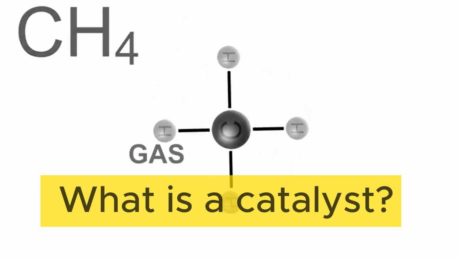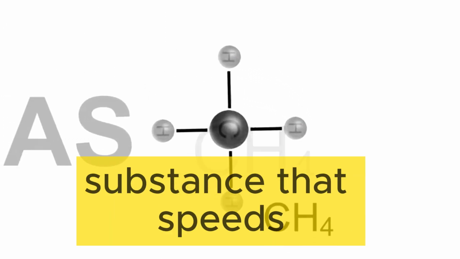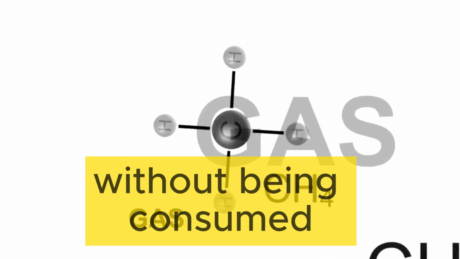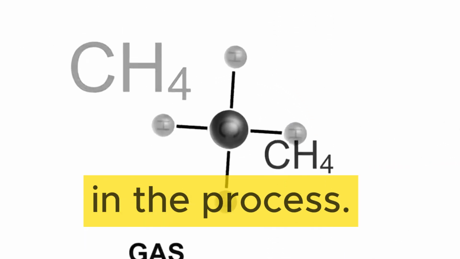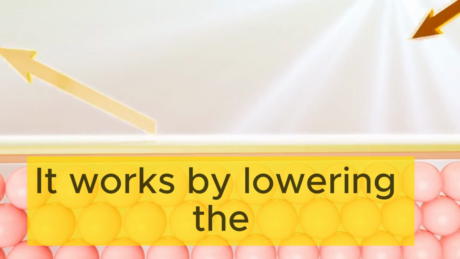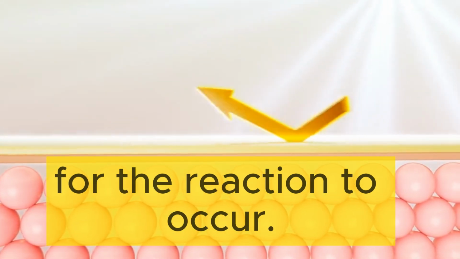What is a catalyst? 1. A catalyst is a substance that speeds up a chemical reaction without being consumed in the process. It works by lowering the activation energy required for the reaction to occur.